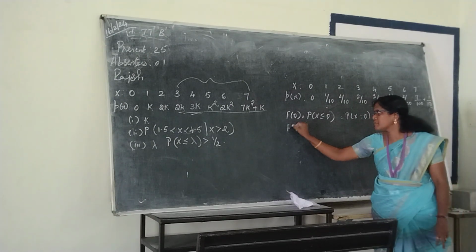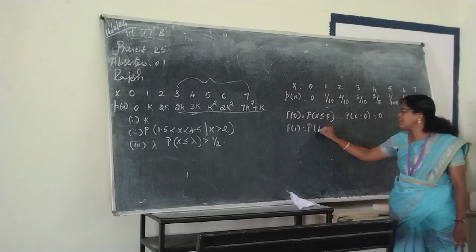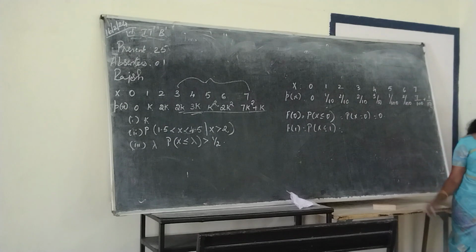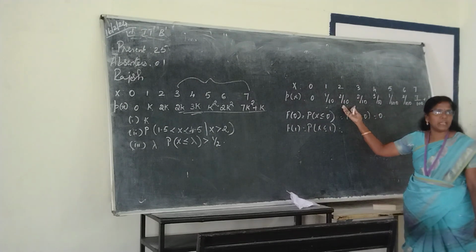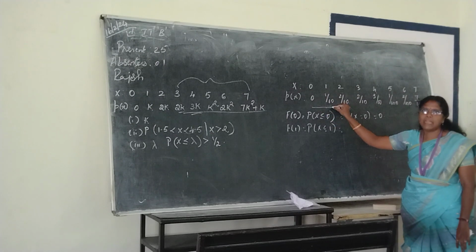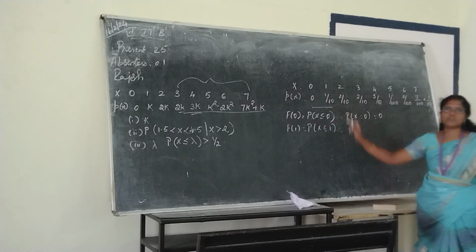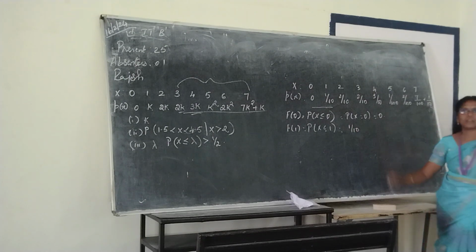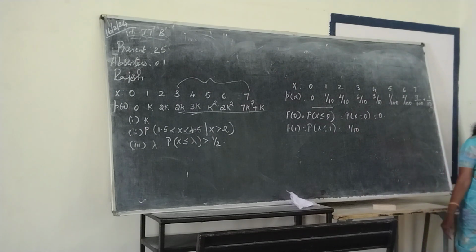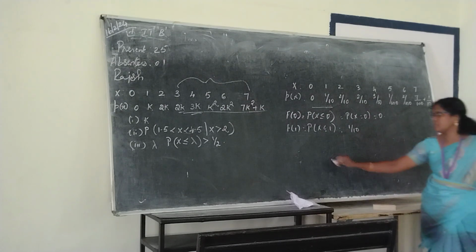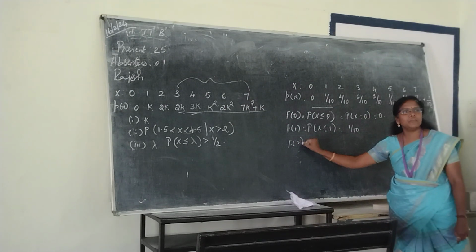F of 1. Probability of capital X less than or equal to 1. Less than or equal to 1 means 0 and 1. Like a 2-step condition: first you take only 1 value, next step you take the next 2 values. So what is 0 plus 1 by 10? 1 by 10. Whether 1 by 10 is greater than 1 by 2? No. Go for F of 2.